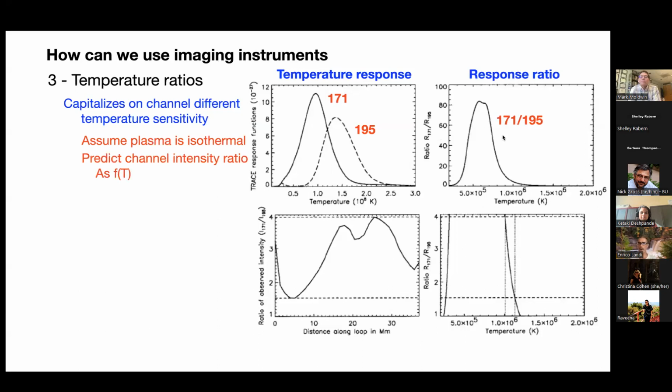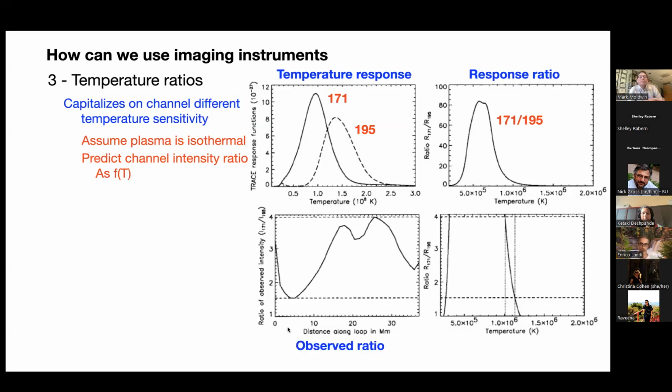On the top right, you have the ratio between these two. How much is the ratio in brightness, if you like, between these two channels as a function of temperature. Of course, at 800,000 Kelvin, I have little 195, large 171. I have a larger ratio, which then decreases as temperature is higher because iron 9 ionizes away, so this channel becomes less sensitive, and iron 12 gets formed, and so this channel is more sensitive. And I can predict that again because I built the instrument.